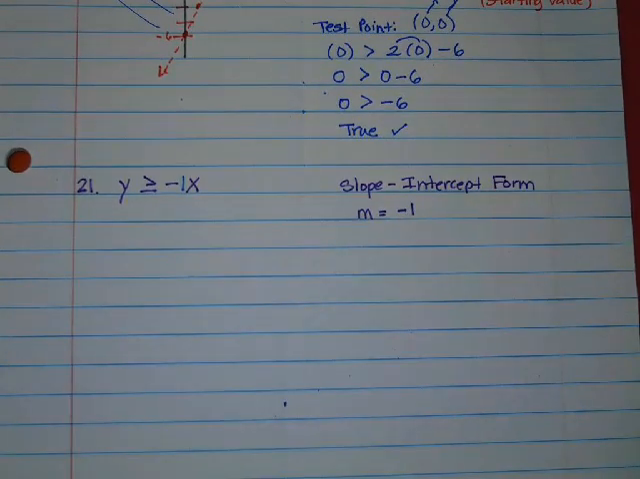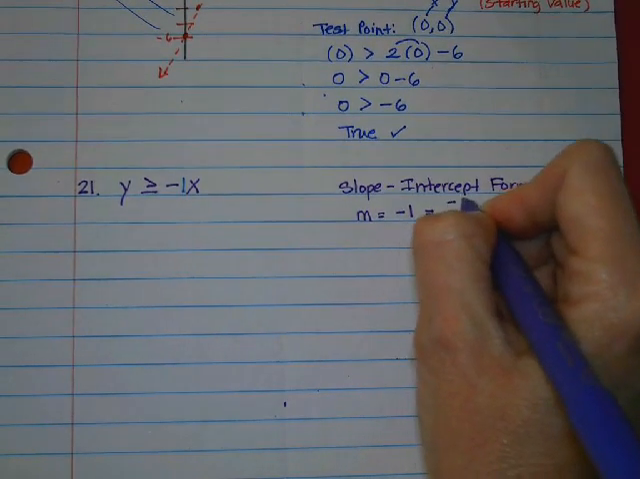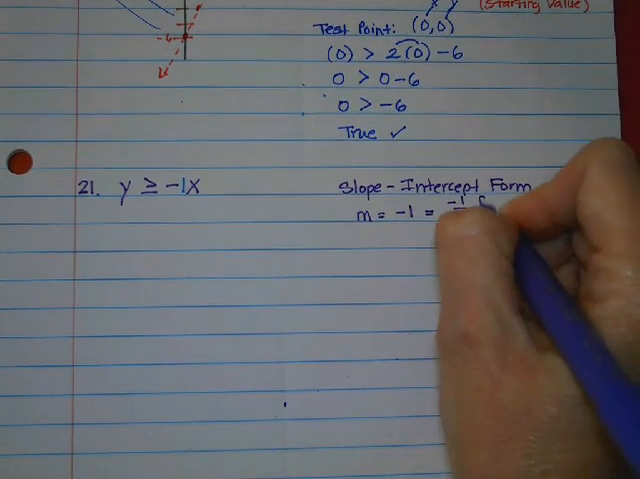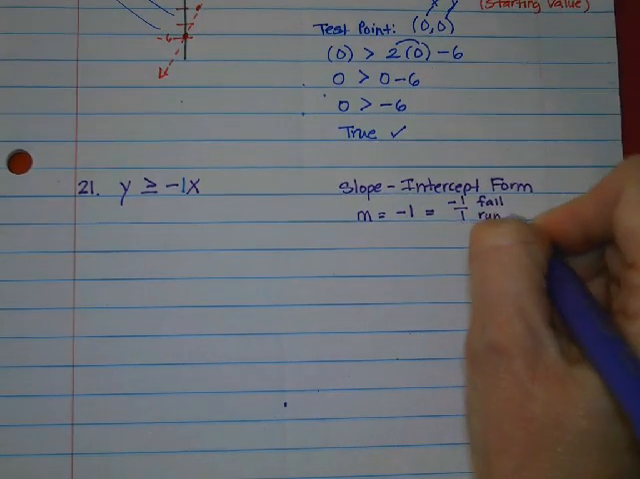How can I make -1 a fraction? That's right. Ethan, I can put -1 over 1. That means I'm going to fall 1, and then I will run right 1.